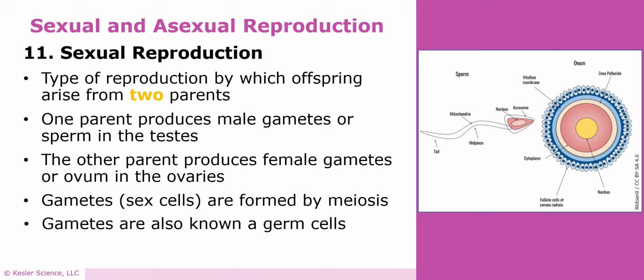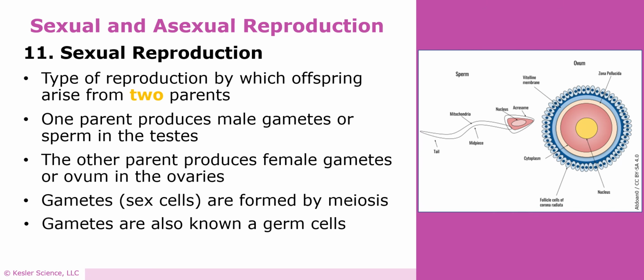The other form of cellular reproduction is sexual reproduction through meiosis. This type of reproduction is going to have offspring that arise from two different parent cells. Those parent cells are going to be the product of meiosis. So one parent, the male parent, will produce the gamete that is called sperm that is in the testes. The other parent will produce the female gamete, which is called an ovum. Oftentimes we call it an egg that is produced in the ovaries.